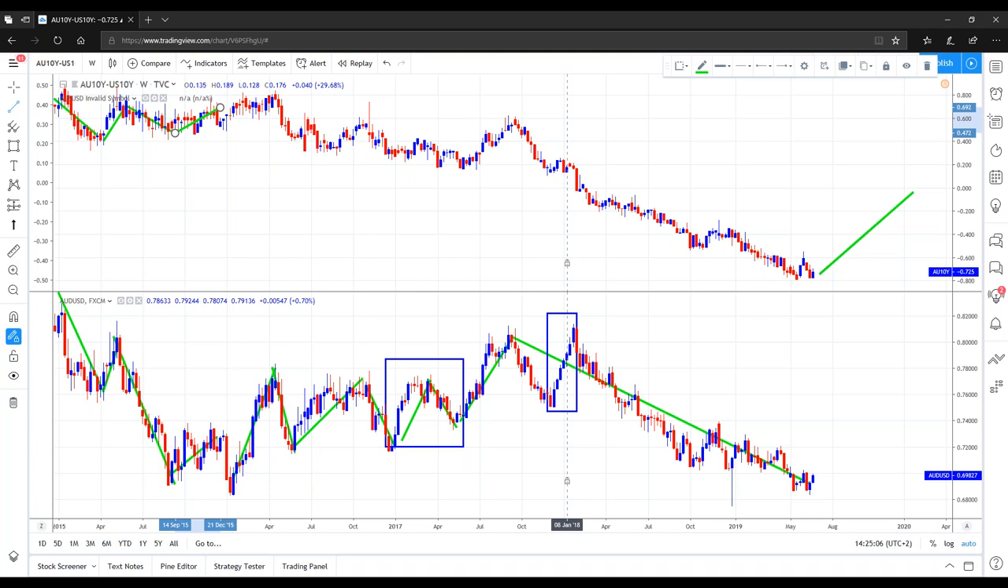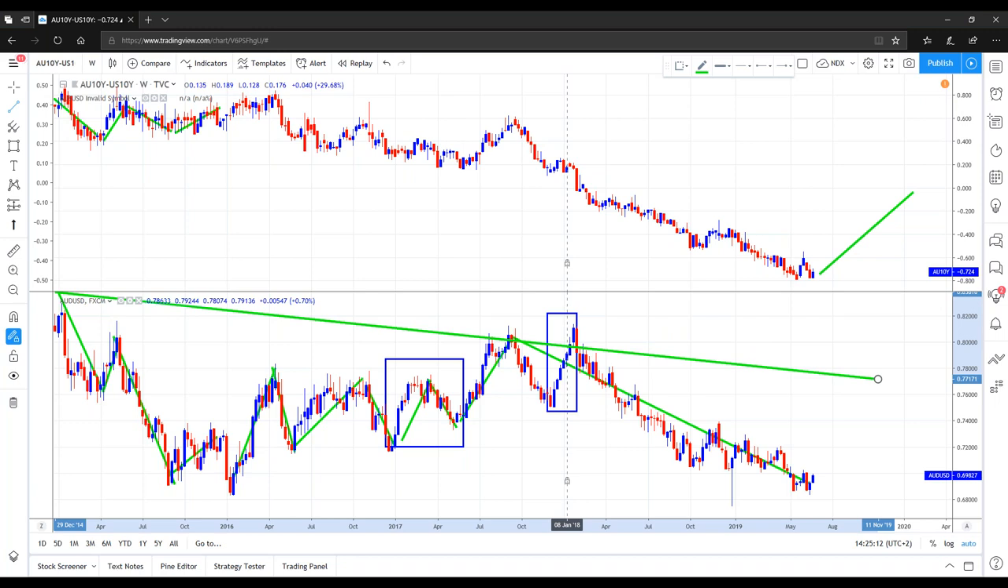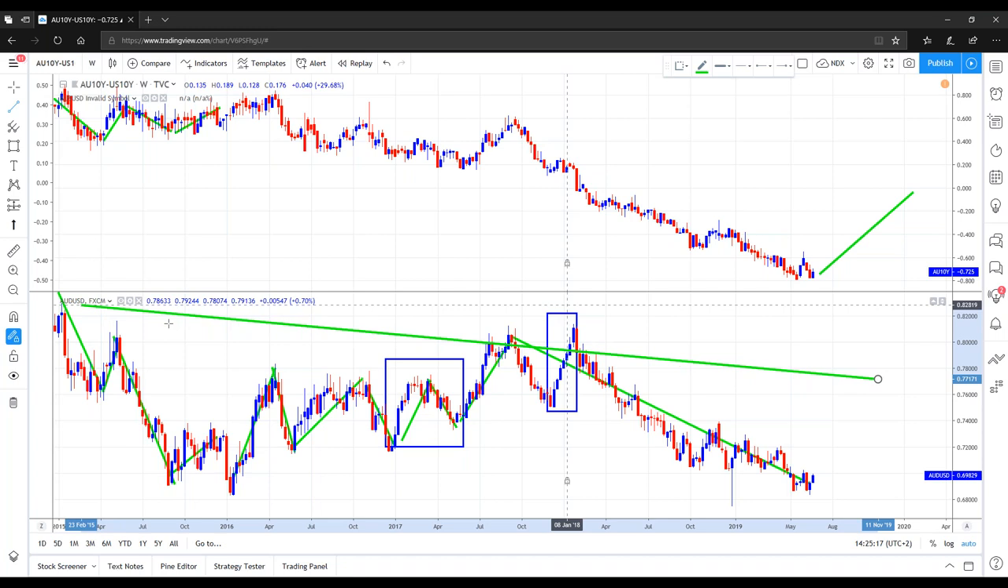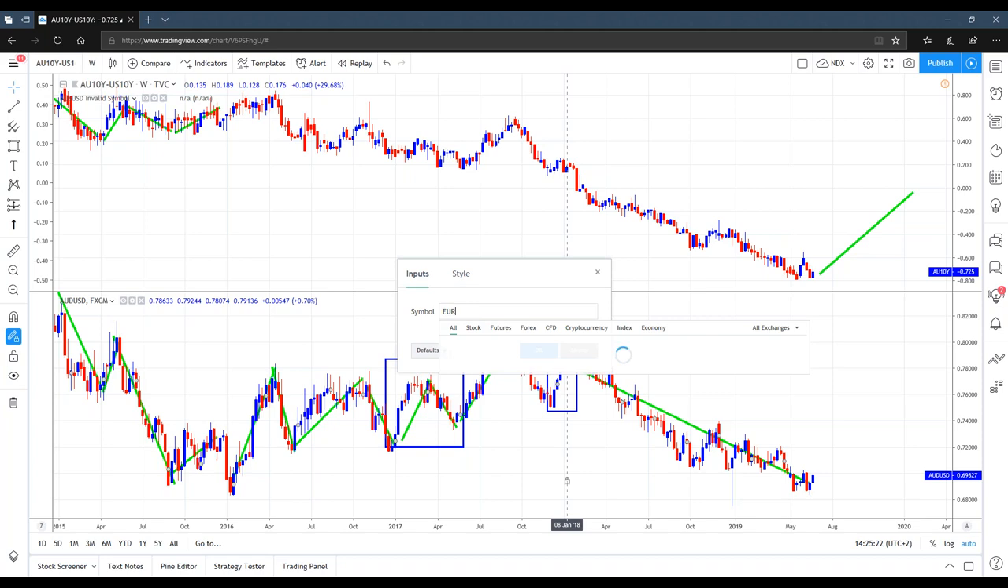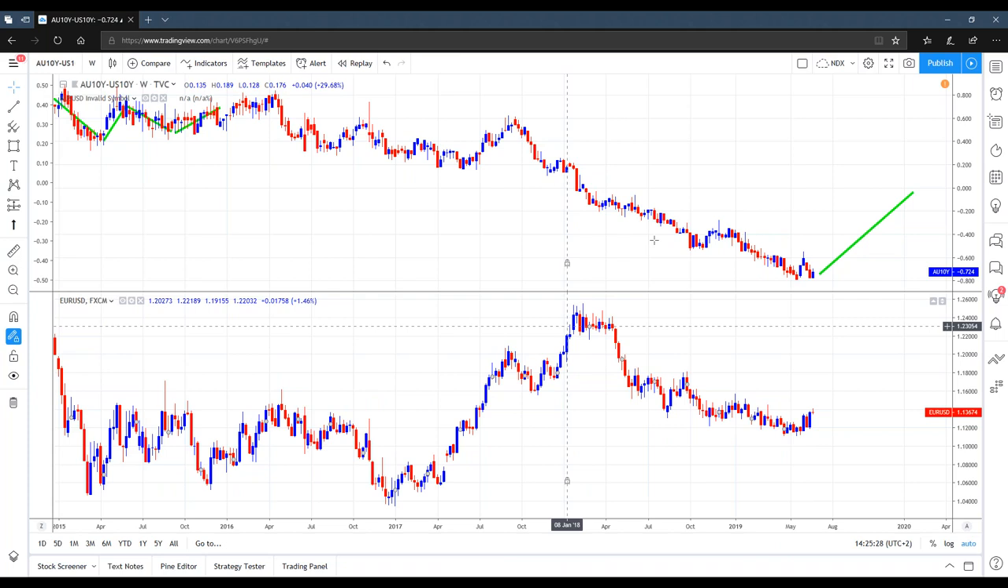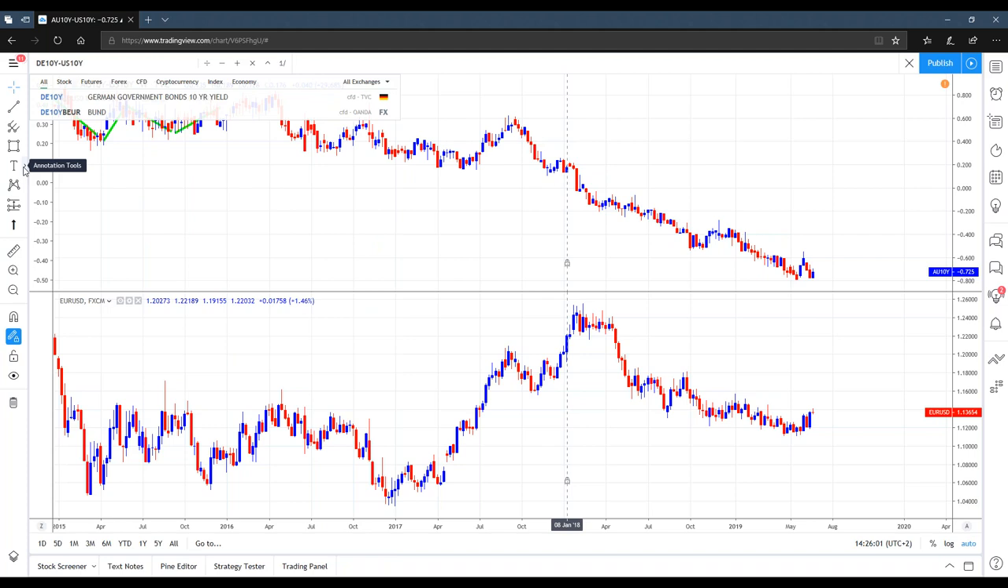Now, let's take a look at another pair. Let's take a look at the euro. Okay, so in the bottom, I'm going to change this to euro US dollar. And now the question that I'm going to pose is, when we're looking at the spread, which country's yield comes first? Yes, exactly. Excellent. So it says the German yield. So the German Bund, the 10-year German bond, is the proxy for the euro. And we're going to put DE 10Y minus US 10Y.